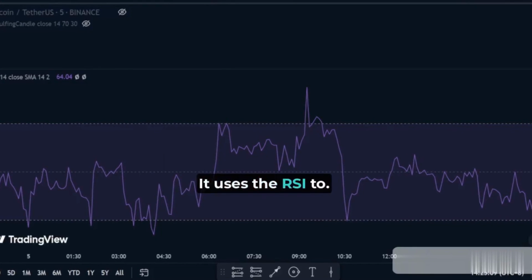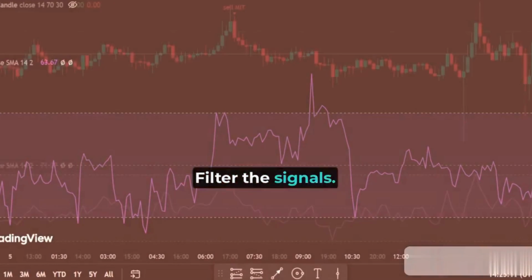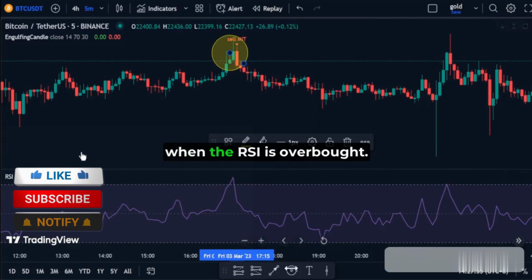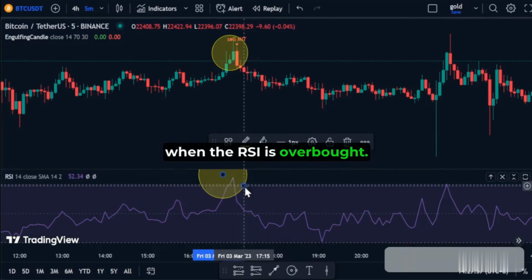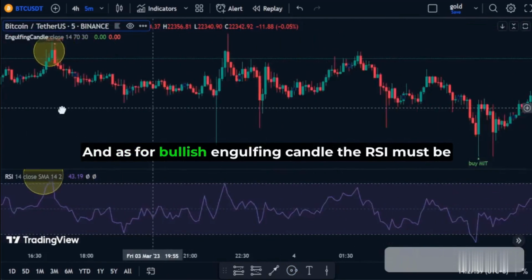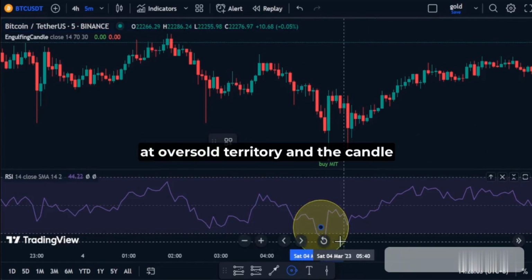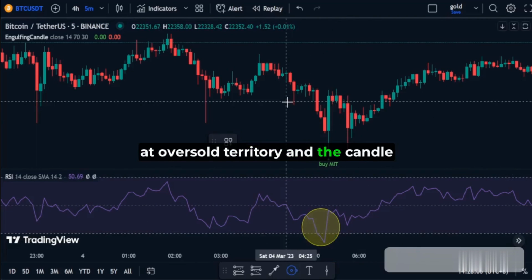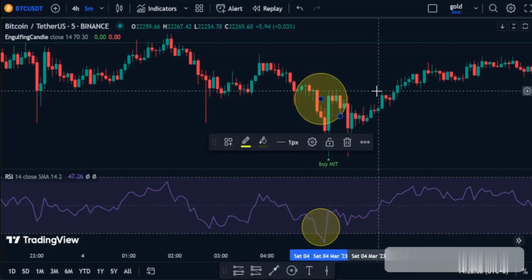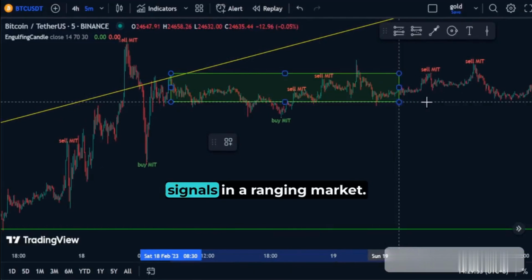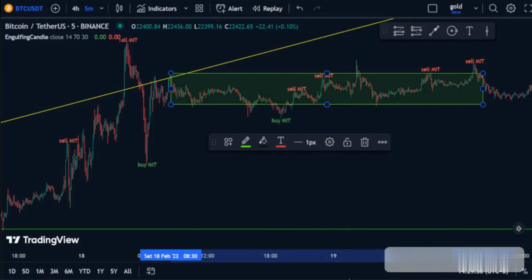It uses the RSI to filter the signals. The indicator shows bearish engulfing when the RSI is overbought. And as for a bullish engulfing candle, the RSI must be in oversold territory and the candle will show bullish engulfing. This indicator will filter out all redundant signals in a ranging market.